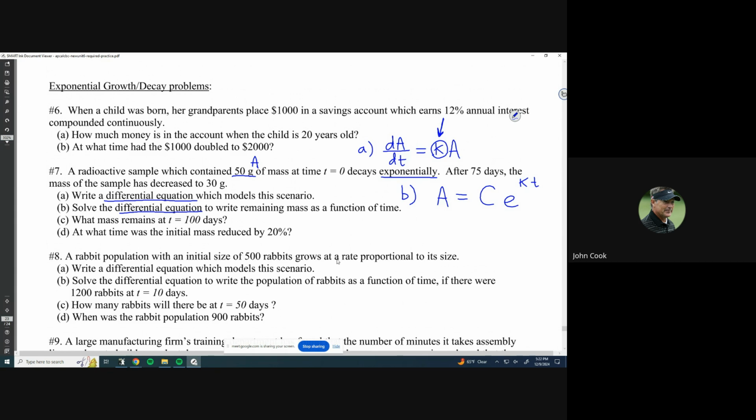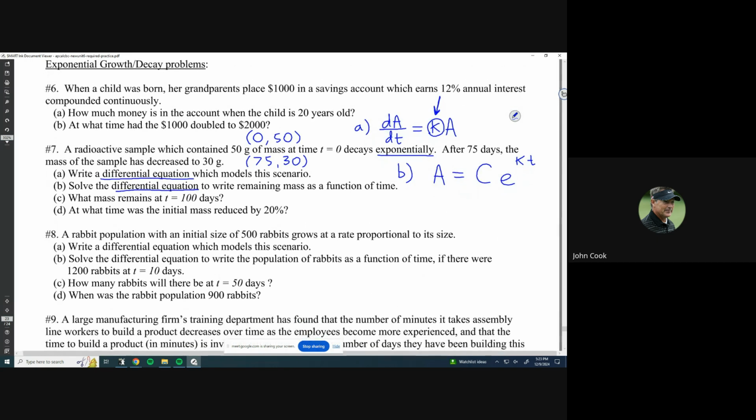And we have the initial conditions. It says that the radioactive sample, which contained 50 grams of mass at time t equals 0, that means that we have a 0 for t and a 50 for A. That's an initial condition. And then after 75 days, the mass of the sample is down to 30. So at 75 days, it's down to 30 grams. So we're going to use these two initial conditions to solve for these two unknown values, C and K.